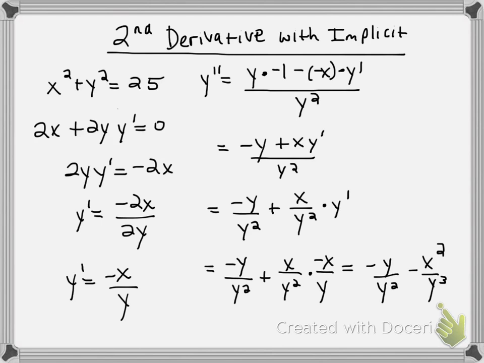Now, you can leave it like this if you want to evaluate, but if you want to simplify, you can go even further. You can go ahead and get a common denominator. The common denominator would be y cubed. So my left fraction, negative y over y squared, needs to get multiplied by y. So I can finally write this as negative y squared minus x squared, all over my common denominator, which is y cubed. And that's how you take the second derivative using implicit differentiation.